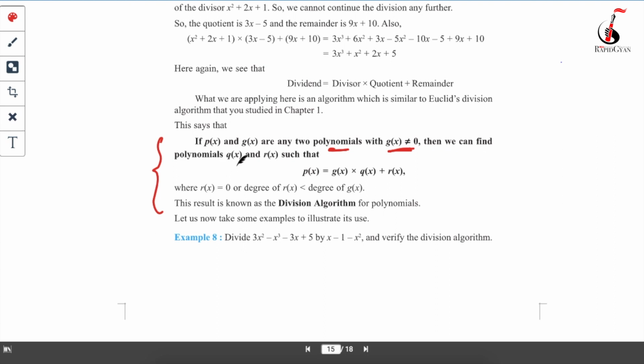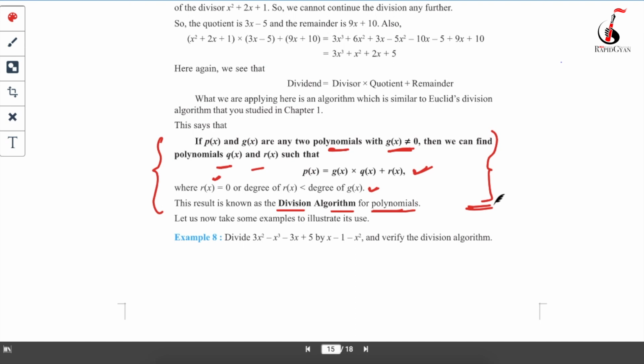Then we can find the polynomials q(x) and r(x) such that p(x) equals g(x) multiplied by q(x) plus r(x), and the remainder will either be equal to 0 or the degree of the remainder will always be less than the degree of your divisor. This is called the division algorithm for polynomials. Hope you guys understand this.